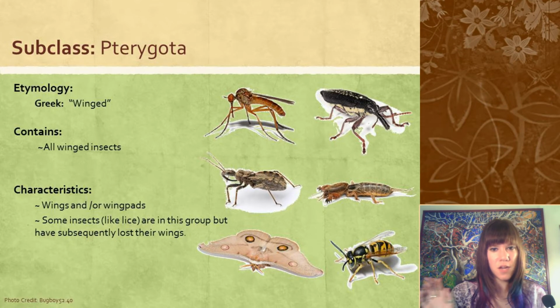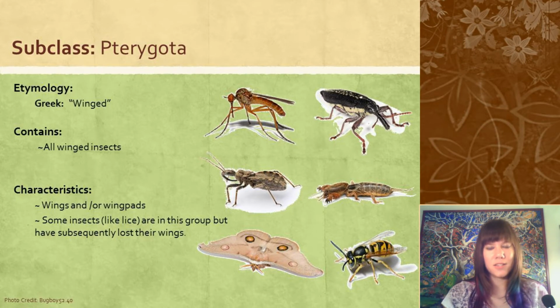and that's just because Pterygota is the rest of the insects. It's all the winged insects from here on out. And Pterygota in Greek just means winged, and their characteristics are that they have wings. Although some insects don't, like your lice and your fleas, and that's just because they used to have wings a long time ago, but they have lost their wings over evolutionary time because of their lifestyle.